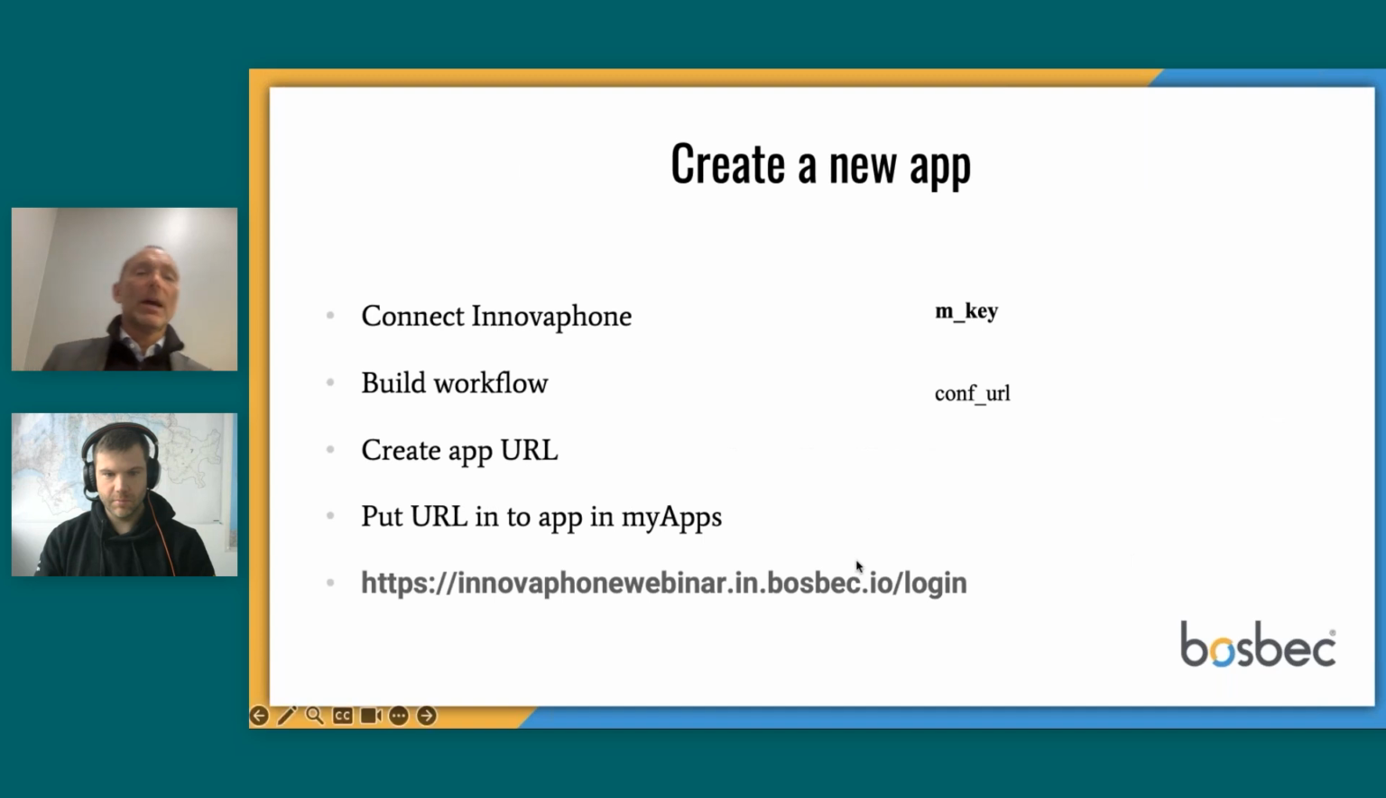And for this, I need to connect the innovaphone. And to connect the innovaphone video conference, I need two keys. I need an M key and I need a conference URL. Then I need to build the workflow. In this case, it will be very easy since I just have to install it. Then I create a URL that is unique for this service. And that URL I can put into myApps. So I can open this service directly from myApps.